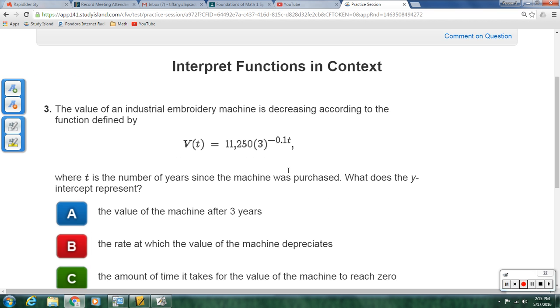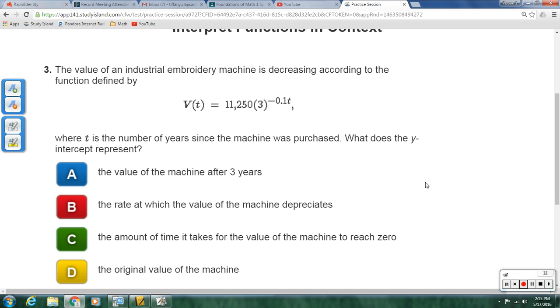All right, next question. So we've got, what kind of equation? Exponential. What's the initial amount? 11250. An industrial embroidery machine. So when they bought that sucker, it cost $11,250. It's decreasing. Machinery decreases, like trucks, cars. They decrease in value the older they are.